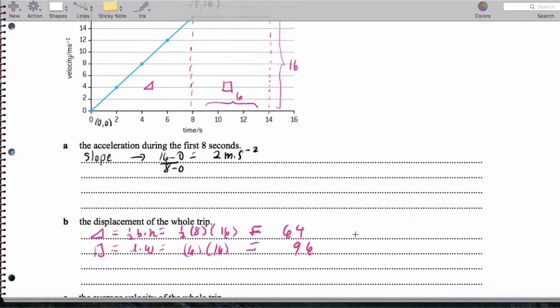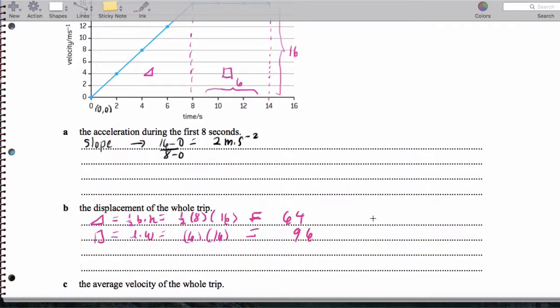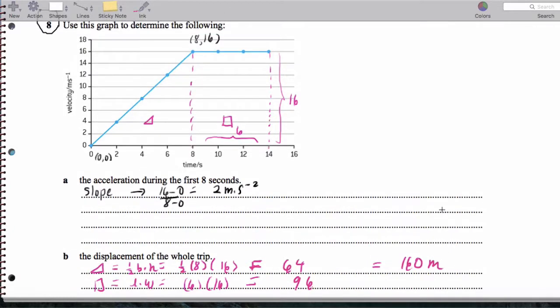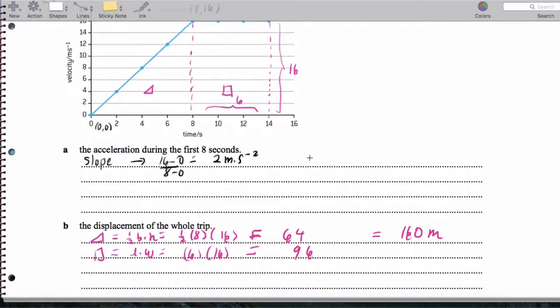So when we add these two up, we're going to end up getting a displacement of 160 meters. So just to double check that, yep, 64 plus 96 is 160. Perfect.